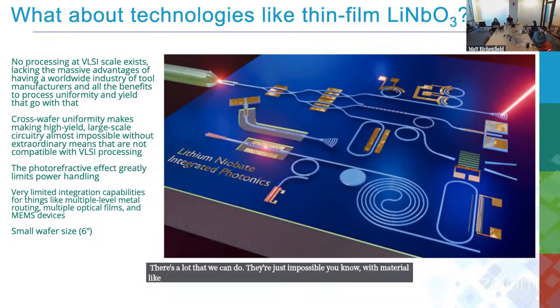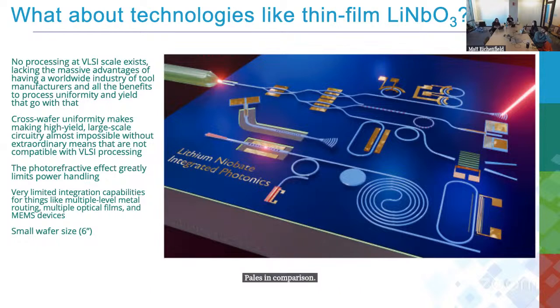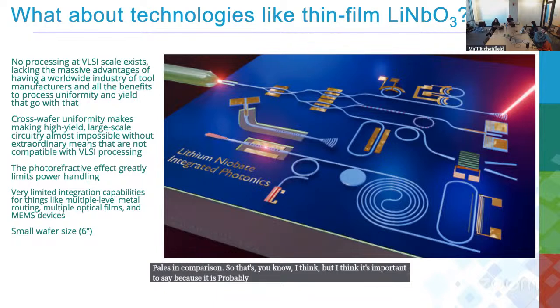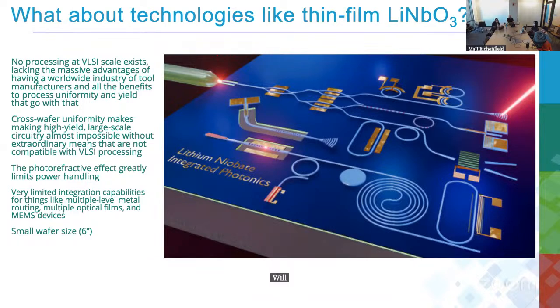So it's an amazing material in terms of its raw capabilities, but its maturity, fabrication sophistication, and complexity pale in comparison. I think it's important to say that, because it is probably the best alternative, right? And for just making small numbers of devices, it can actually outcompete a lot of the devices that we're going to talk about. But the devices that we're going to talk about will win at scale, and that's really the point.